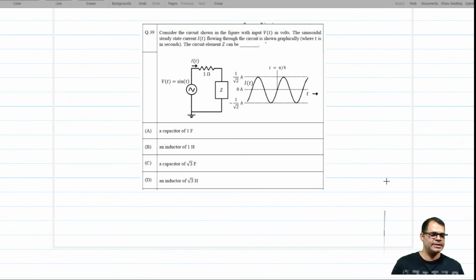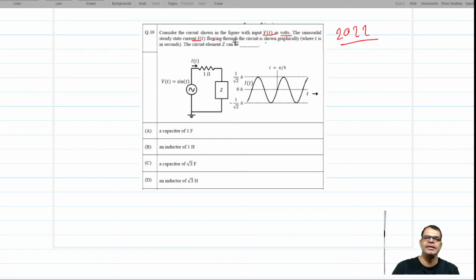It's a beautiful question. Recently it has appeared in the GATE 2024, shown in the figure with the input Vt in volts. The sinusoidal steady state current It flowing through the circuit is shown graphically, where T is in seconds. The circuit element Z can be... So a single element they have given, a capacitor and inductor with the values.